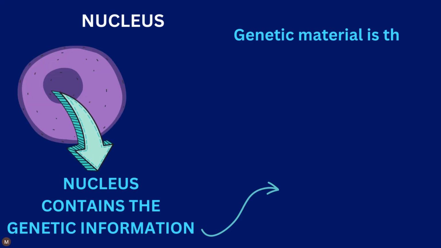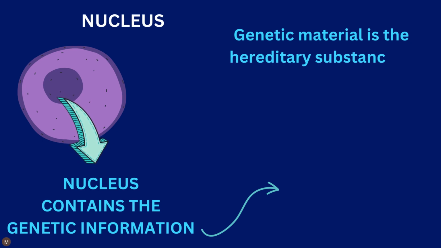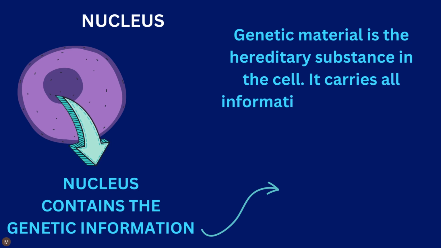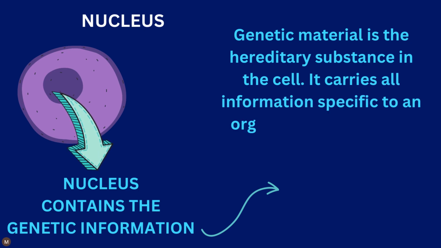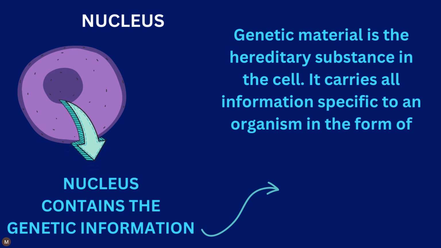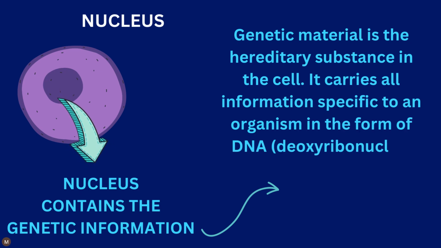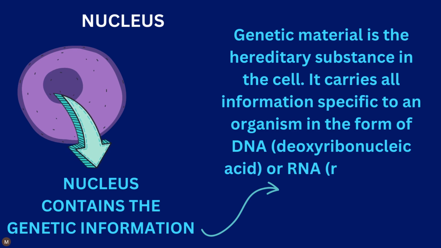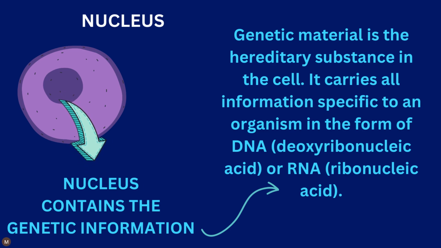So, the nucleus contains the genetic information. Genetic information includes information about different diseases, disorders, conditions of family members, your skin color, eye color, hair color, body texture, and all other related information. The information which is transmitted generation after generation is known as genetic material or genetic information. It is the hereditary substance of the cell and carries all the specific information in the form of DNA or RNA.